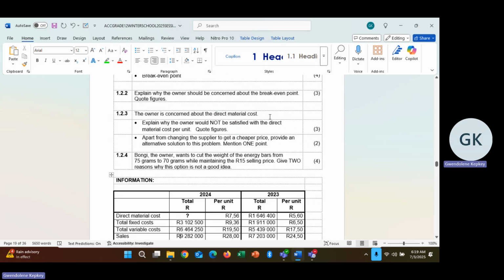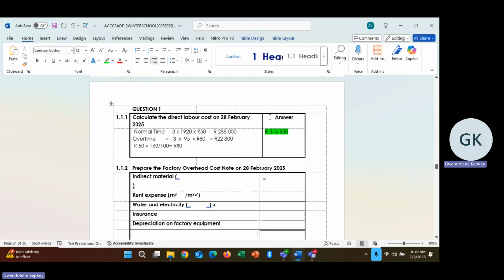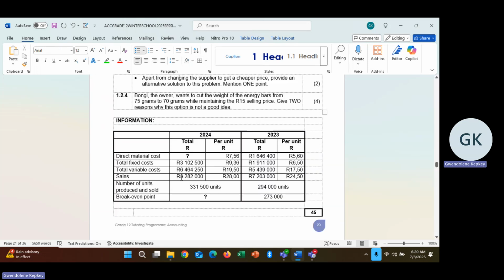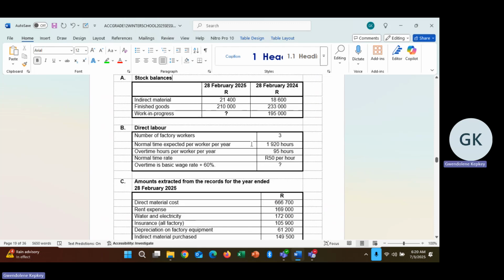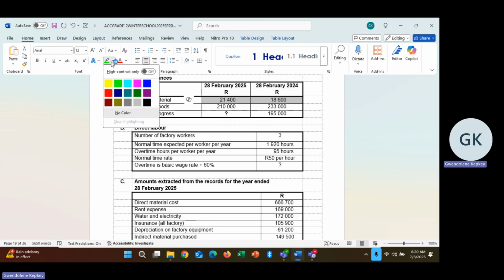Look at my information that I need in order to complete my factory overhead note. Okay, so my factory overhead note has in indirect material, my rent expense according to floor space in square meters. I have my water and electricity, I have my insurance, and I have my depreciation on the factory. So my indirect material will again be that calculation where, let me show you where I'm getting the figures from. Okay, there's my indirect material. So these totals over here become important for me to do that calculation.